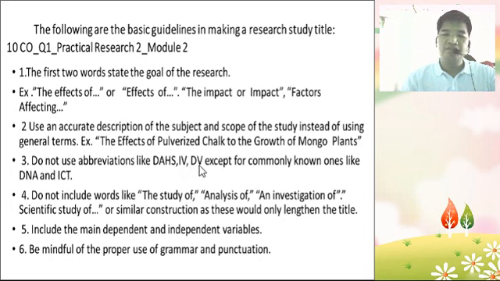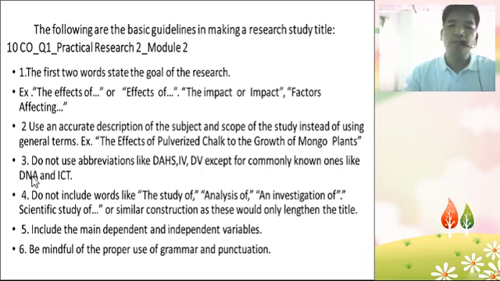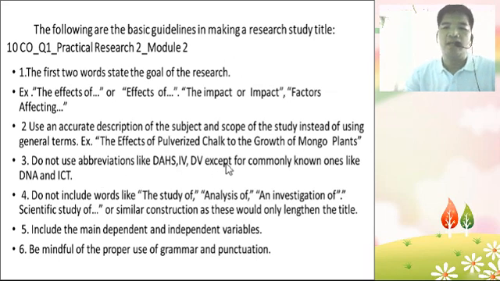Hindi pwede ang DV, kailangan dependent variable. Except dun sa mga commonly known ones like DNA and ICT. Okay? So, pwede yung DNA and ICT kasi those are commonly known ones. Pero yung DAS, IV, and DV, kailangan ibuuin mo, no? You have to spell it out.